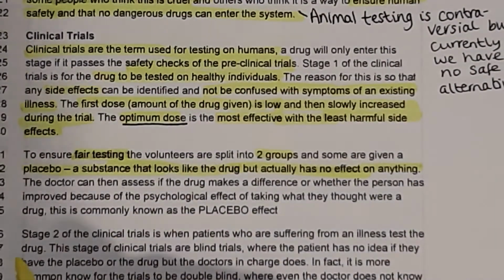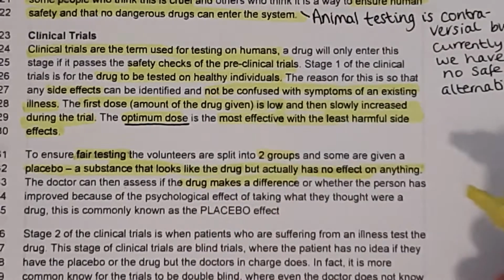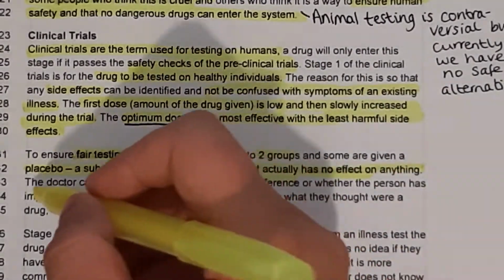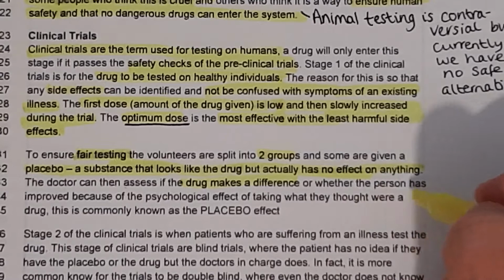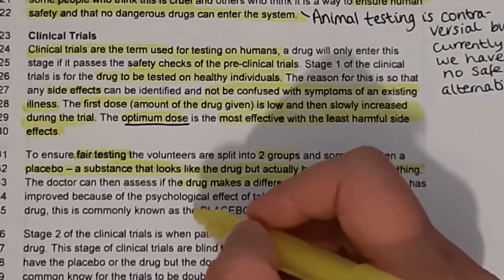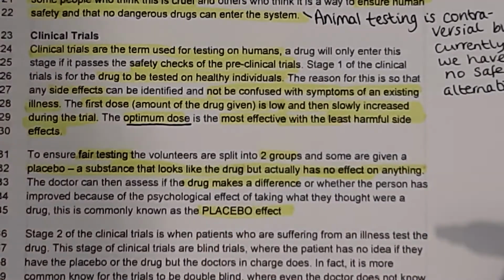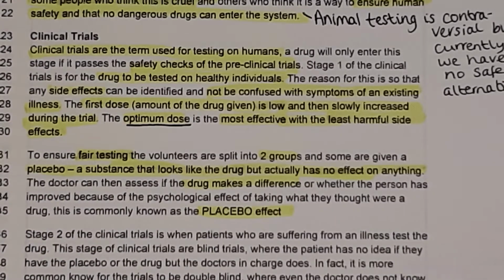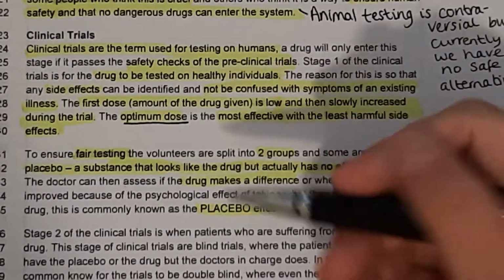So the whole point of this placebo in these two groups is so that the doctor can assess whether it's the drug making the difference or whether the person has improved because of the psychological effect of taking what they thought was a drug, called the placebo effect. So is it the placebo effect? They believed they were taking medicine so they got better, or is it because the drugs actually made a difference?